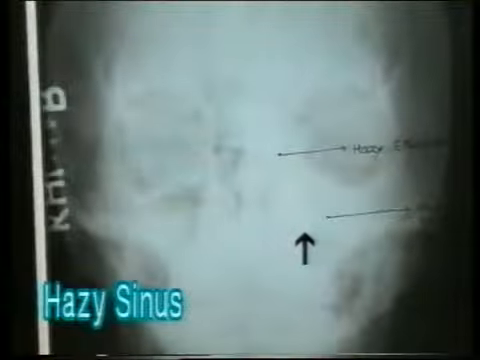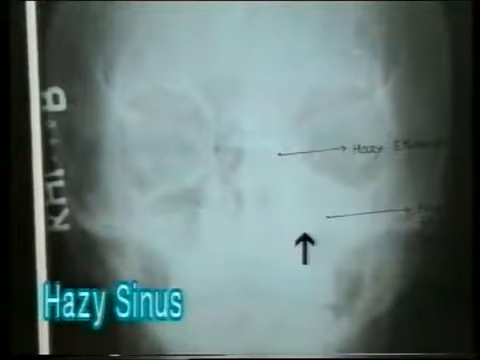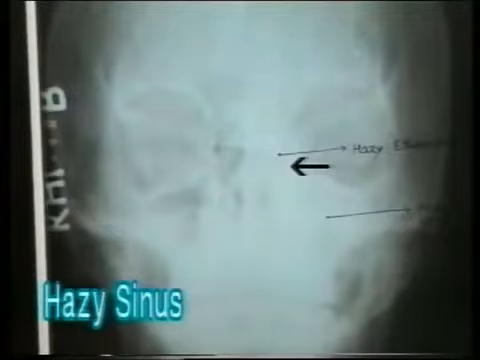This is a Caldwell view of the paranasal sinuses showing haziness of the left maxillary sinus. Now observe the space between the two orbits occupied by ethmoidal sinuses. The left ethmoidal sinuses are also hazy. So this is left maxillary and ethmoidal sinusitis.